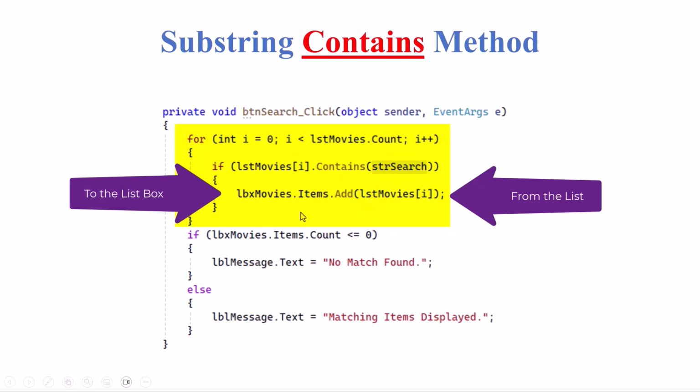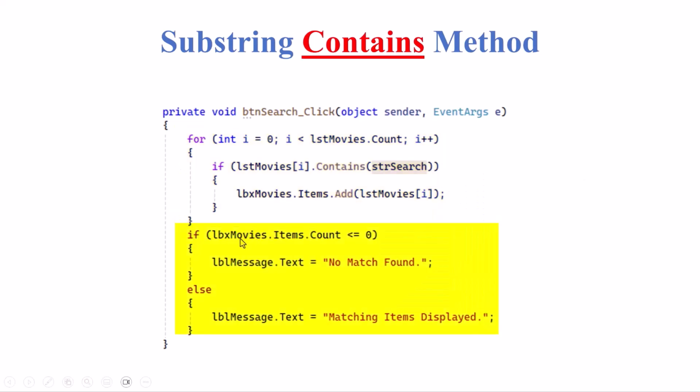We might find nothing. So if we find nothing, we're going to take a look at that list box. Once we've done our search, we're going to say if the count is less than or equal to 0, we're going to say no match found. Otherwise, we're going to say matching item displayed. Now, this is the guts of what's going to be doing our search for us, but the program is obviously a little more extensive. So let's take a look at that.